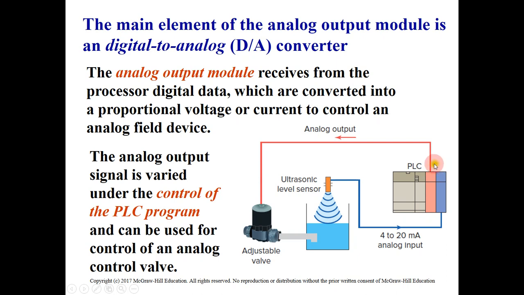Then it will send the output through the output module. The analog output module will receive the signal, which is digital, from the controller, and then it will convert it into analog. Then it will send the analog output to the valve, since the valve is an analog device. So the valve is an analog output device, and the ultrasonic sensor is an analog input device. When the valve receives the analog output from the controller, it will adjust its position.